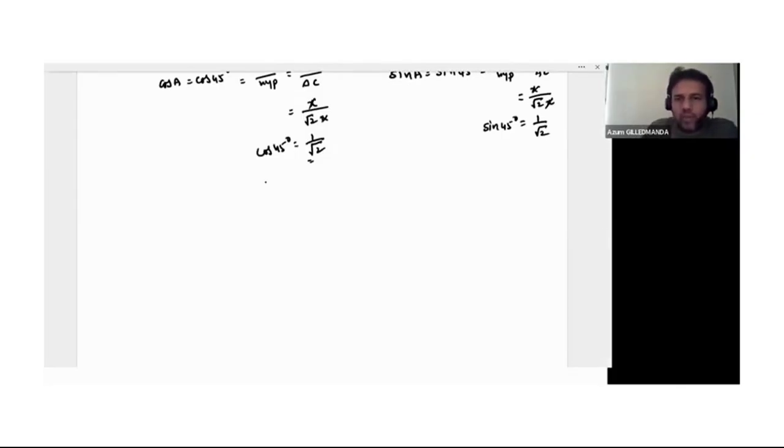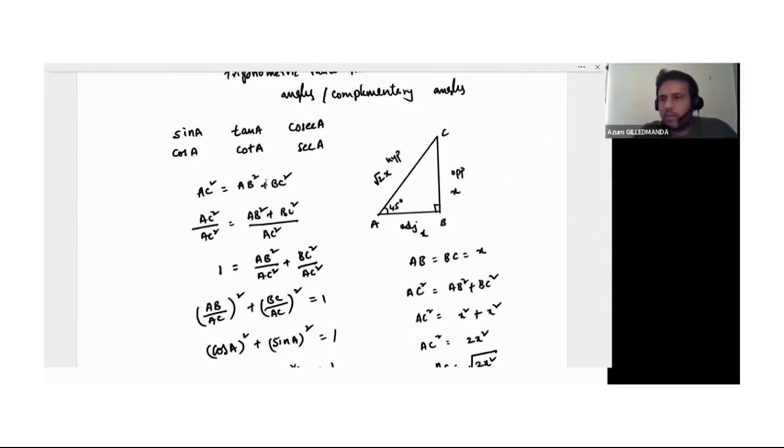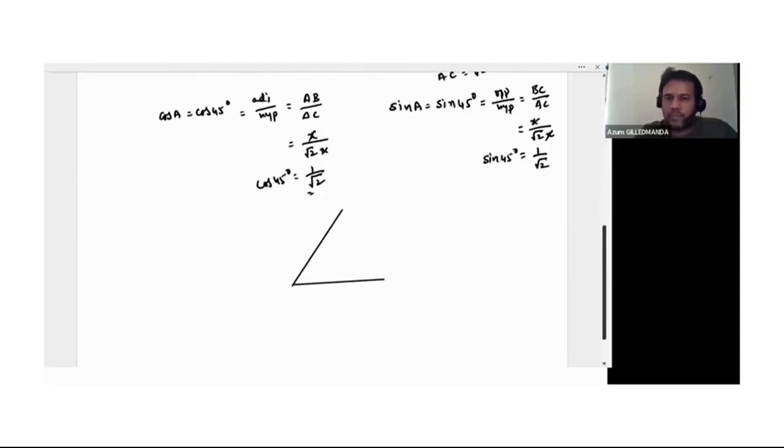Now let's look at the trigonometric ratios for different angles. I want to find this for 30 and 60 now. Let's see. Here I'll take an equilateral triangle. Let me draw it properly. Let's say this is an equilateral triangle whose side is A. Equilateral triangle means all the sides are equal.